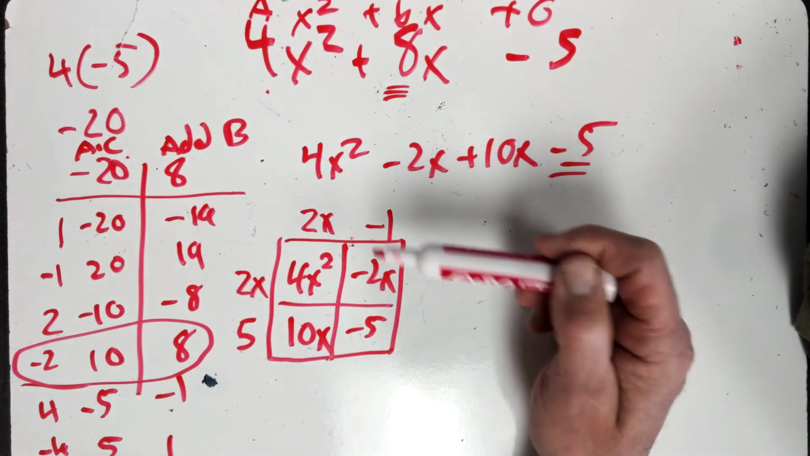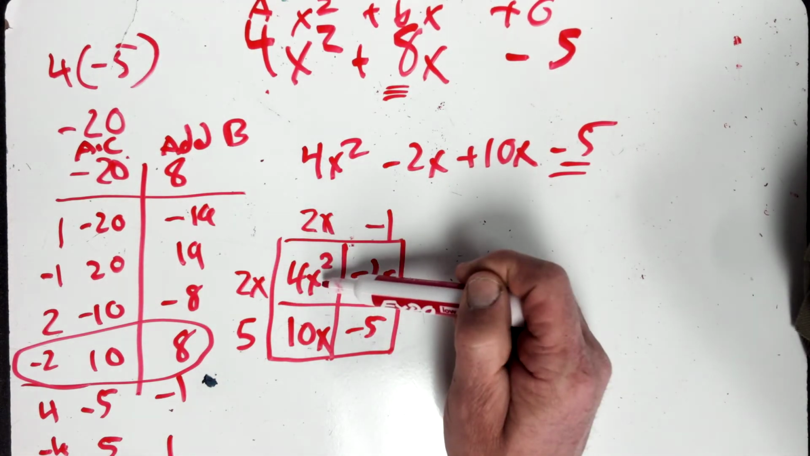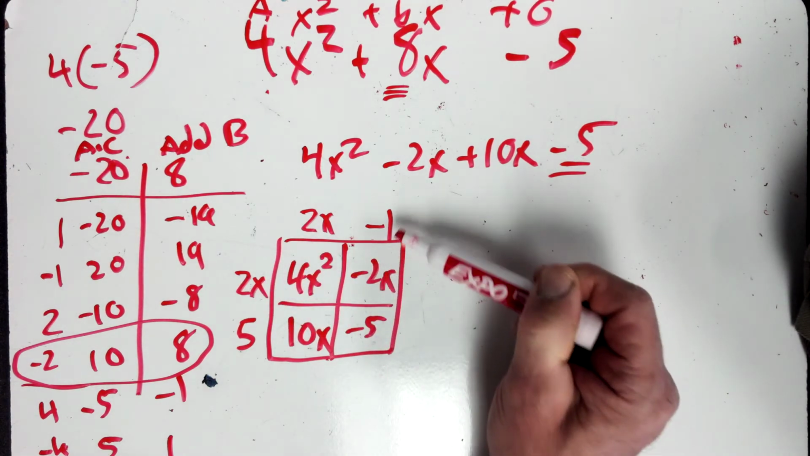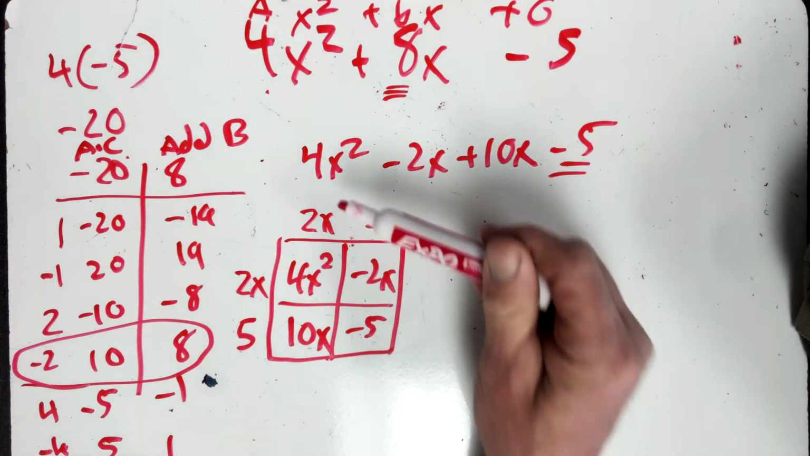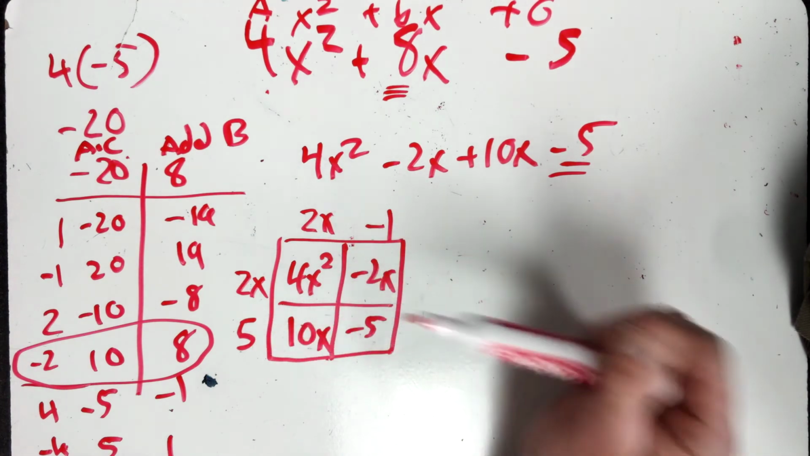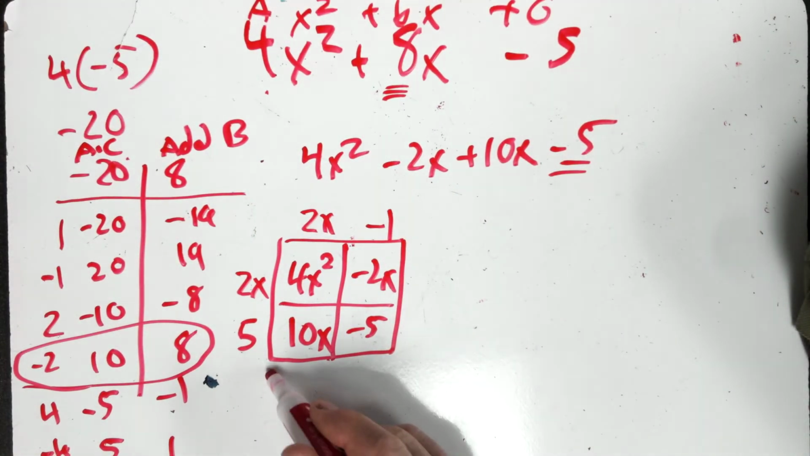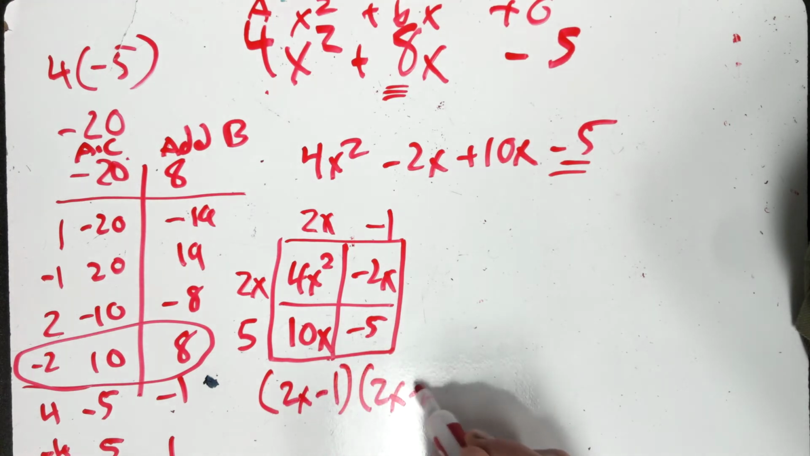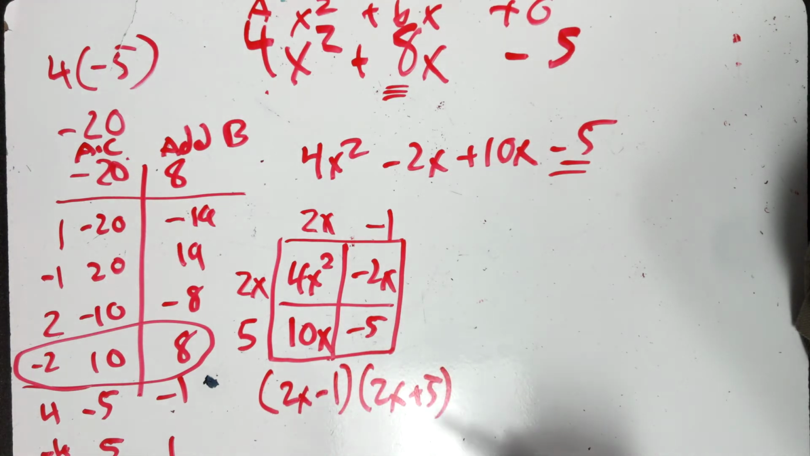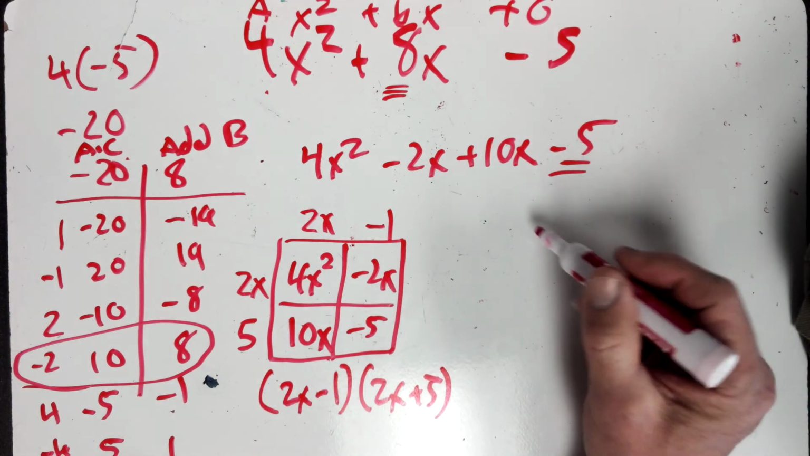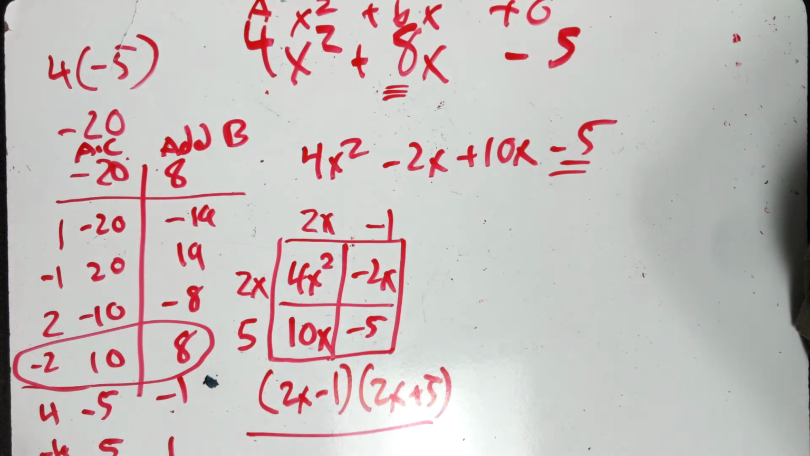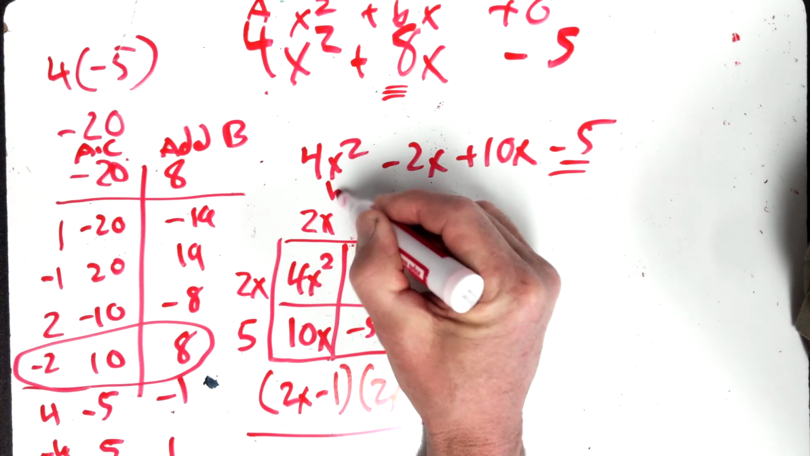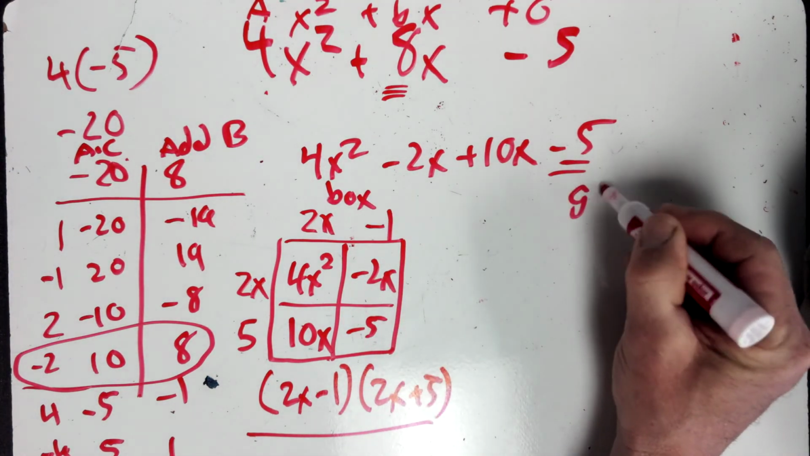Then I go back and check: 2x times 2x is 4x squared. 2x times -1 is -2x. -1 times 5 is -5. And 2x times 5 is 10x. So it looks like I've got it. And my factors are 2x minus 1 and 2x plus 5. So now I've factored it, and I'm done. So that's using the box method. This is the box, and this is by grouping.